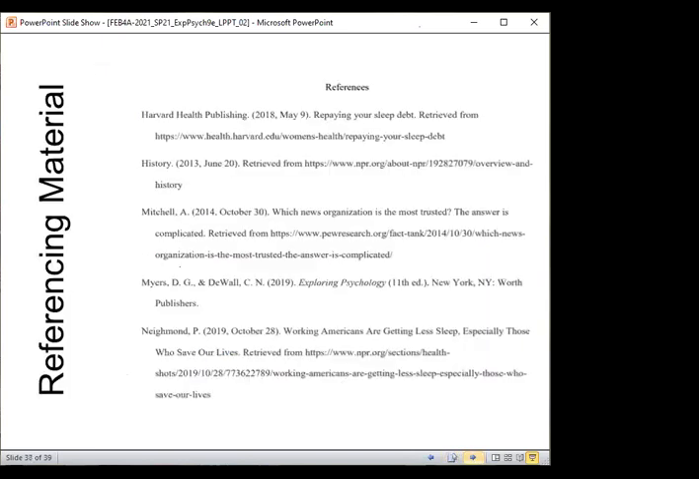And then here we have the references. We did see Mitchell stated in one of the early parts, I think in the intro of the source. And so here, Mitchell A, 2014, which news organization is most trusted? The answer is complicated. For whatever reason, they have included all this information here, and it is alphabetized, and it is references. So that's how they are referencing material there.